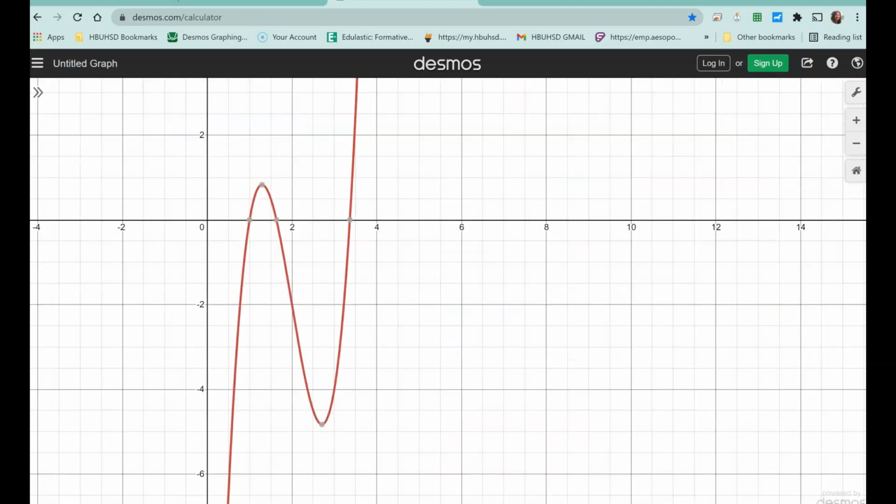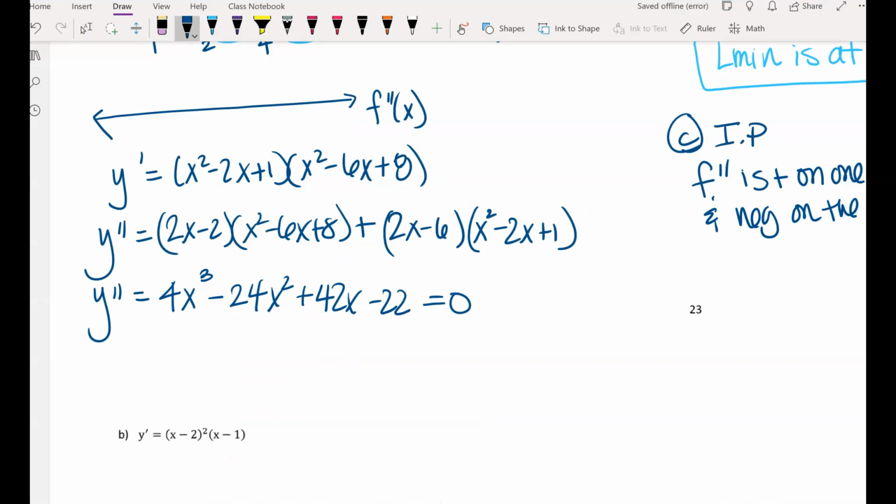And so we have three zeros here. One is at 1. This one is 1.634 and 3.366. So those are the three zeros. Let's go back and write them out. So I'm going to write use calculator. Okay, so x equals 1. And then the next one is 1.634 and then 3.366.